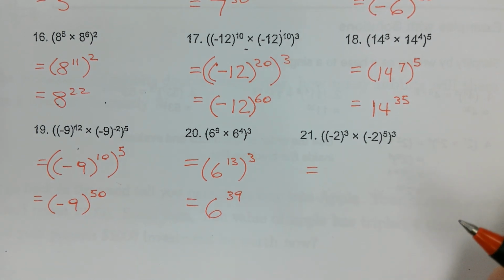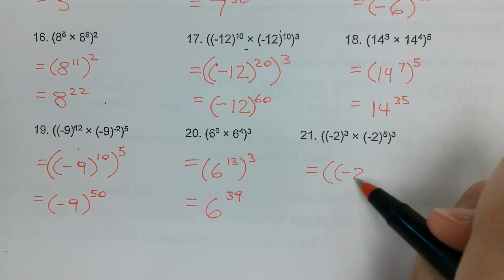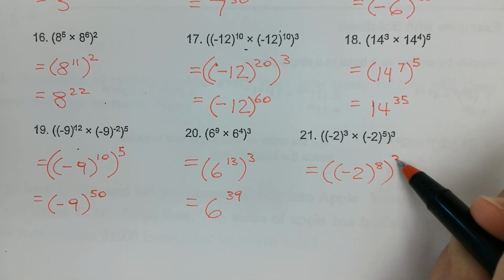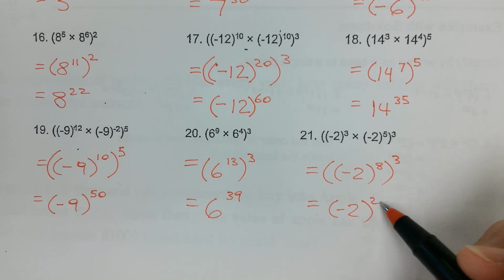Mohini? Bracket -2 to the power of 8, and then outside 3 to the power of 3, then bracket -2 to the power of 24.